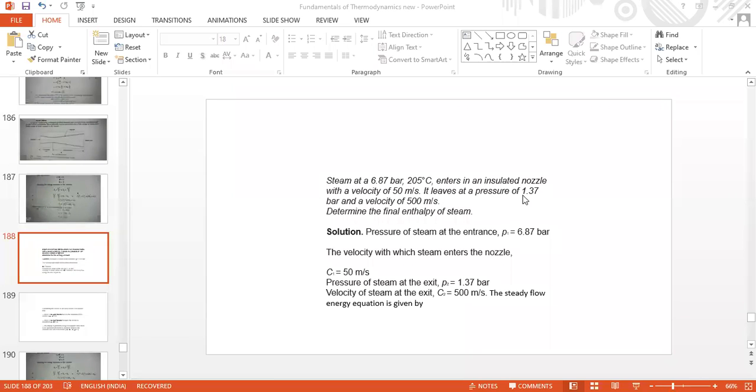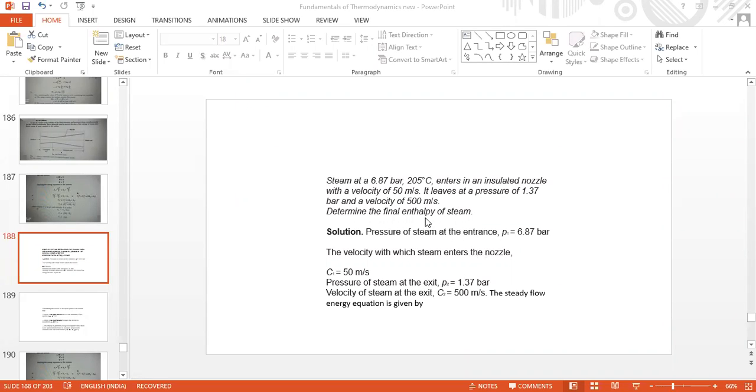It leaves at a pressure of 1.37 bar. You observe that steam is entering at 6.87 bar and leaving at 1.37 bar. The pressure is decreased. So at the expense of this drop in pressure, there will be an increase in the velocity of steam, from 50 to 500 meters per second. The velocity at exit is also given. Then what is to be determined? Determine the final enthalpy of steam. H2 has to be found out.